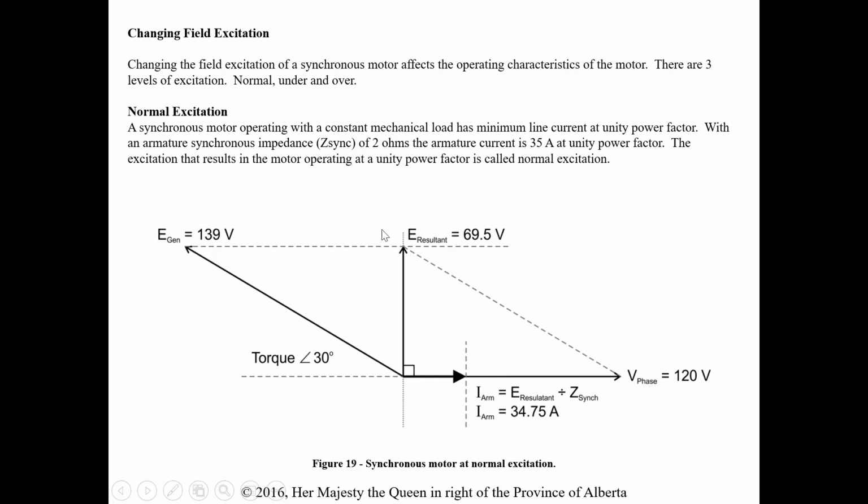With the armature synchronous impedance of 2 ohms, and the armature current at 35 amps at unity power factor, the excitation that results in the motor operating at unity power factor is called normal excitation. So whatever the value of current creating that magnetic field on the rotor that produces enough generated voltage to make this E resultant right at 90, which would in turn put our armature current right at 0, is called normal excitation. So when we're at unity, the excitation value that created this is called normal.